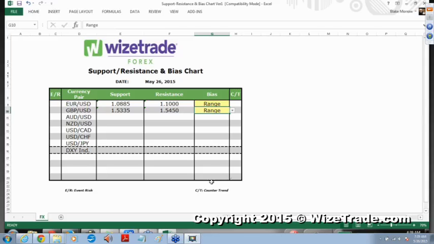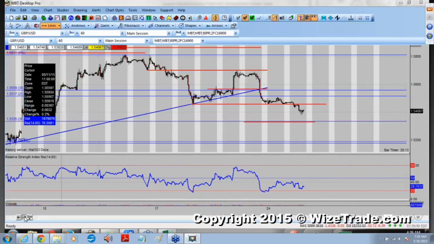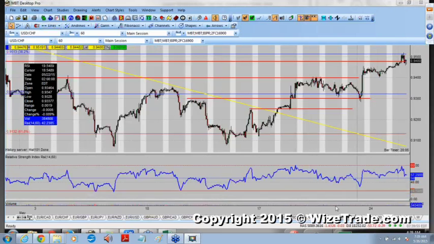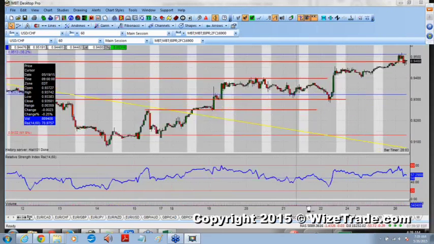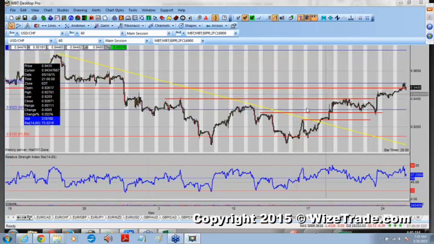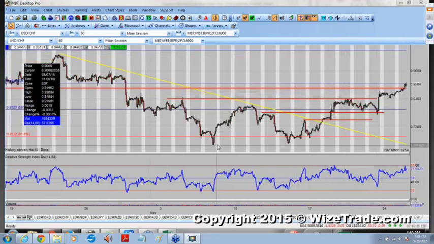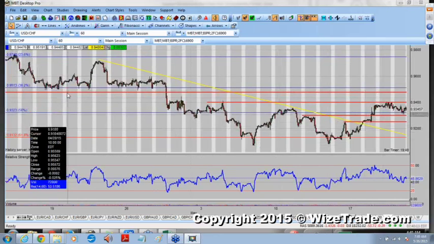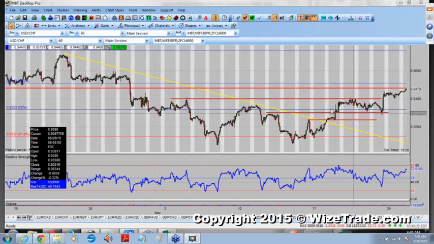Okay, let's take a look at the Swissy. Here's the Swissy, and okay, so we had drawn out these 4 red lines, kind of boxed in there last week. You can remember, we're like, okay, any rally back up towards previous support here is going to be a bit of a challenge. Any dip down here towards support is going to be good, and we've really been boxed in there.